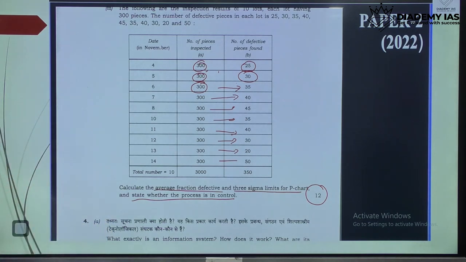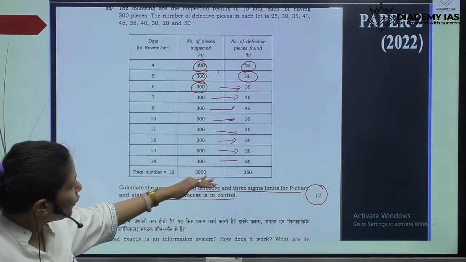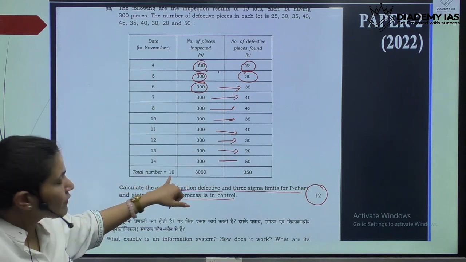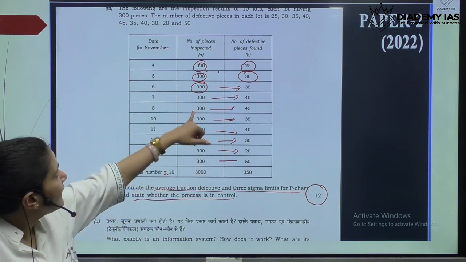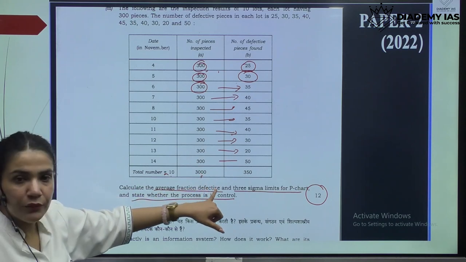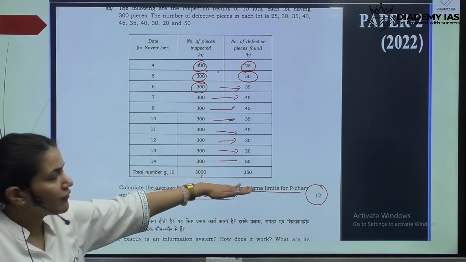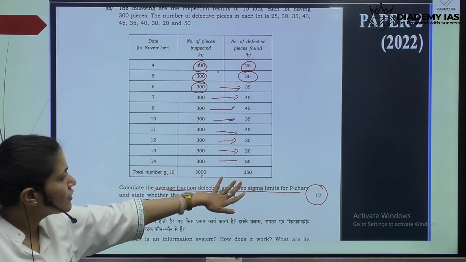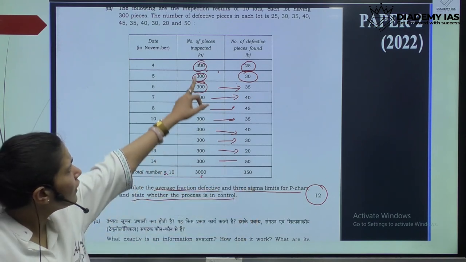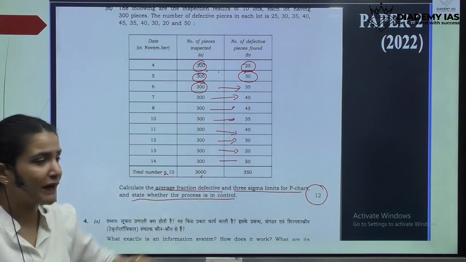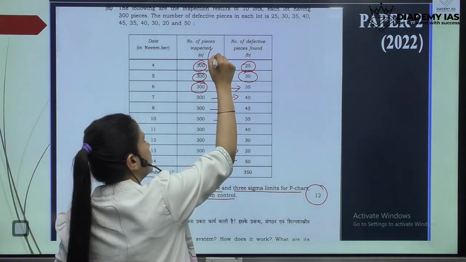How are you going to solve this? Now, these were all totaled. The total number of samples here is 10. The total number of pieces counted is 3,000, all added up. And the total number of defective pieces counted is 350. Here, we call the number of pieces inspected as A. Please note that.